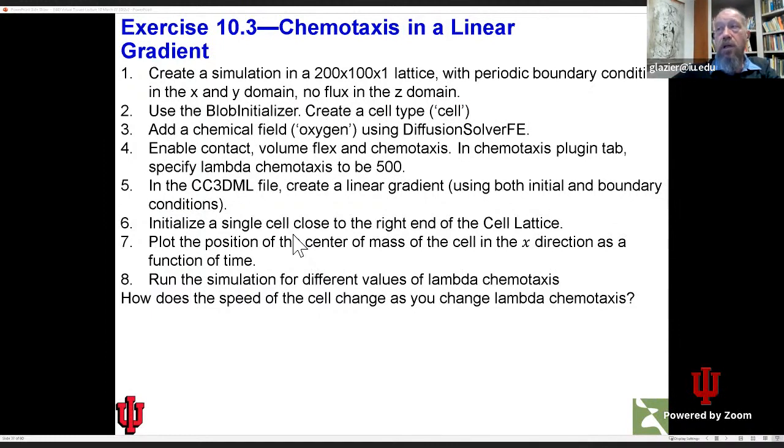Put the cell initially on the right-hand side of the cell lattice, plot the position of the center of mass of the cell in the x direction versus time, and then run the simulation and change the value of lambda chemo and ask the question, how does the speed of the cell change as you change lambda chemo?